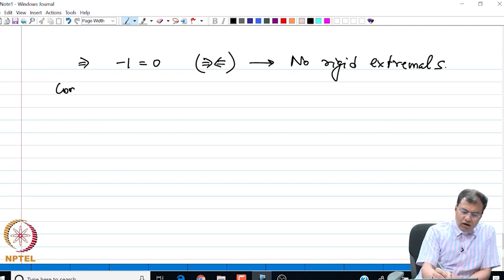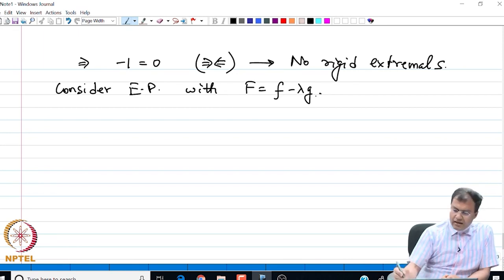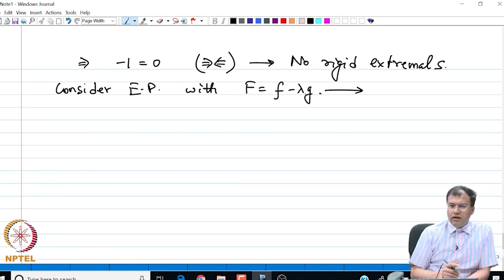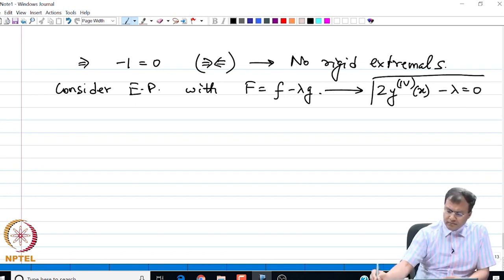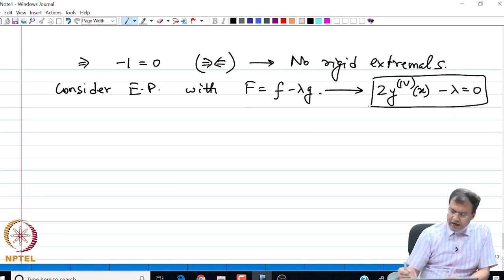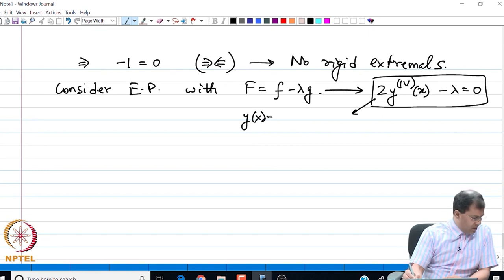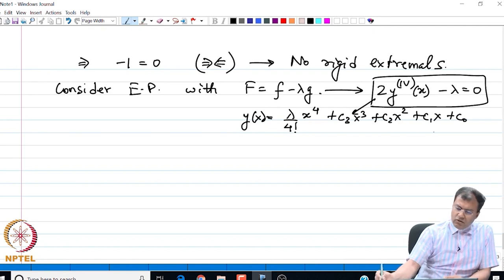Let us look at the Euler-Poisson equation. Consider my Euler-Poisson equation with capital F equal to F minus lambda g. After plugging this in, I simplify to the following ODE: 2 times the fourth derivative of y with respect to x minus lambda is equal to 0. This is the necessary condition that the extremal satisfies. From here I can quickly find that the solution is y of x equals lambda over 4 factorial times x to the power 4, plus c3 x cubed plus c2 x squared plus c1 x plus c0.